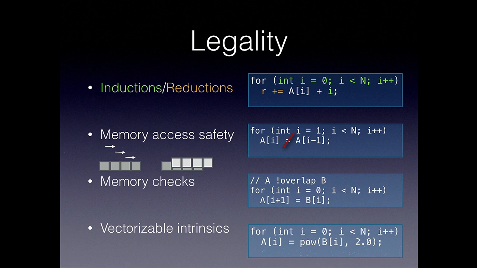As I mentioned before, sometimes we have a loop, and the pointers in the loop are parameters to a function. So we don't know anything about them. In this case, we have to add memory checks. So we recognize during the legality phase that yes, you have to add memory checks, and later on we will emit those. And finally, we look at function calls in the loop. If the function call is recognized as an LLVM IR intrinsic, we can vectorize it.